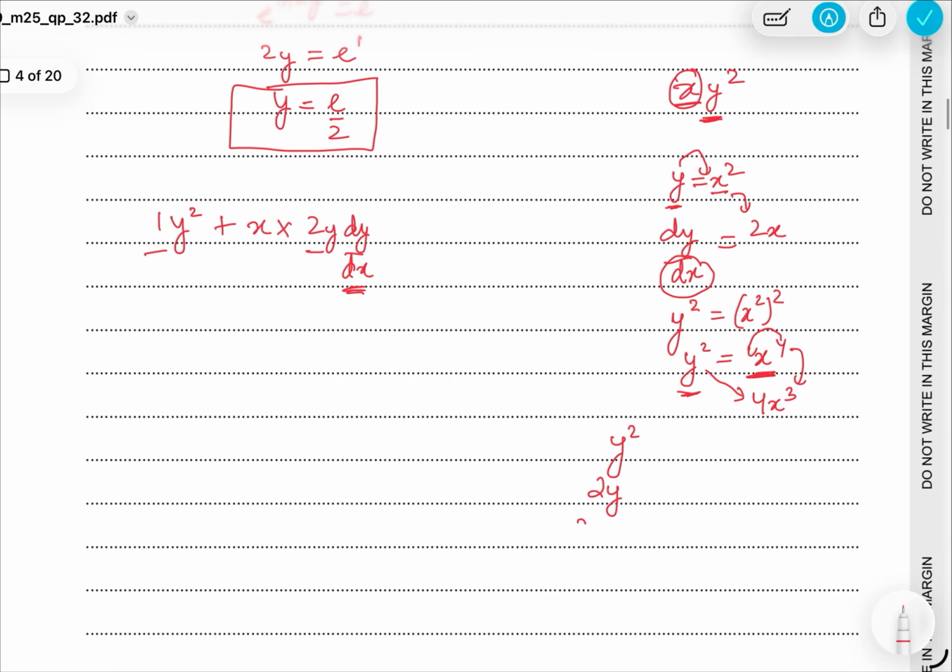What is the value of 2y? 2 times x square, with respect to x I am talking about. So it would be 2x square. Now if I multiply this by dy over dx, what was the value of dy over dx? It was 2x. Multiply it by 2x and the answer would be 4x cube.